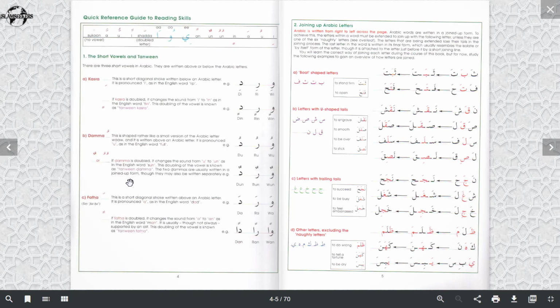If dhamma is doubled, it changes the sound from u to un, as in the English word sun. This doubling of the vowel is known as tanween dhamma. The two dhammas are usually written in a joined-up form, though they may also be written separately.